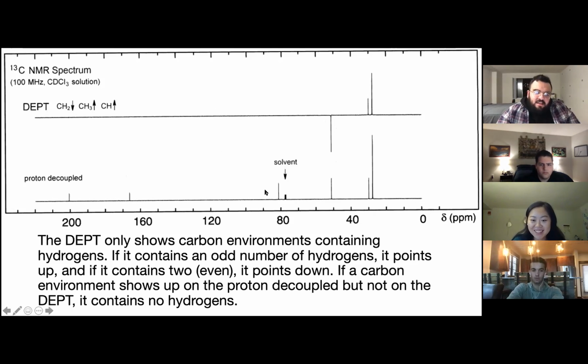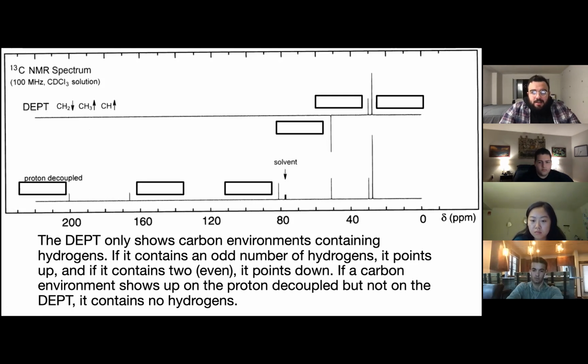And then you see these 3 peaks over here, not including the solvent, of course, that do not show up in your DEPT. If you have a peak that shows up in your proton decoupled, but not your DEPT, what that's basically saying is that those carbons do not have any hydrogens bound to them. Again, because the DEPT only shows the carbons that contain protons.